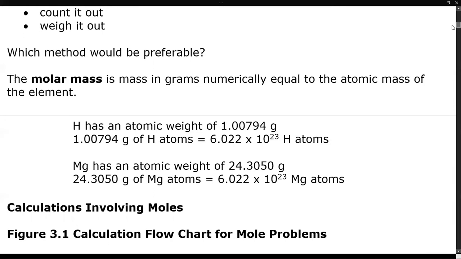For example, hydrogen has an atomic weight of 1.00794 grams. That means that mass of hydrogen atoms is equal to Avogadro's number of hydrogen atoms. Magnesium has an atomic weight of 24.3050 grams. So that mass of magnesium atoms represents Avogadro's number of magnesium atoms. And so why the difference in mass? The magnesium atoms weigh more than the hydrogen atoms. So we can calculate things involving moles.